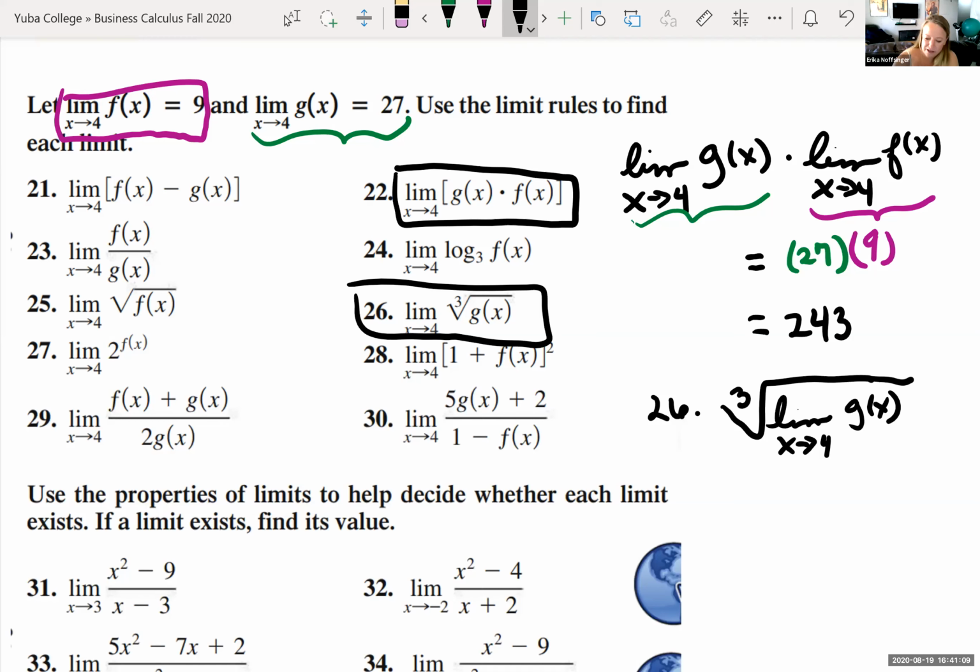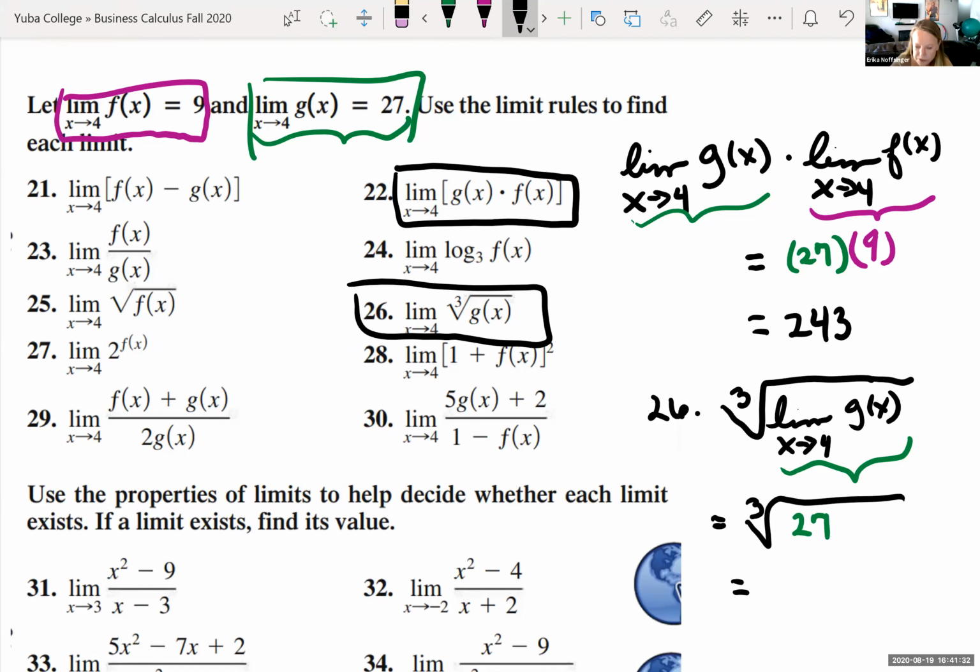And so if we look here at the limit as x approaches 4 of g of x, that was what I had in green up here. This was 27. And so we're looking then at the cubed root of 27. So what number can you cube and get back 27? Well, 3 times 3 is 9 times 3 is 27. So cubed root of 27 is 3.